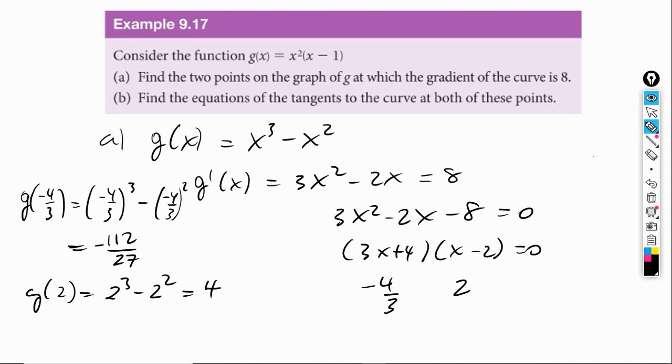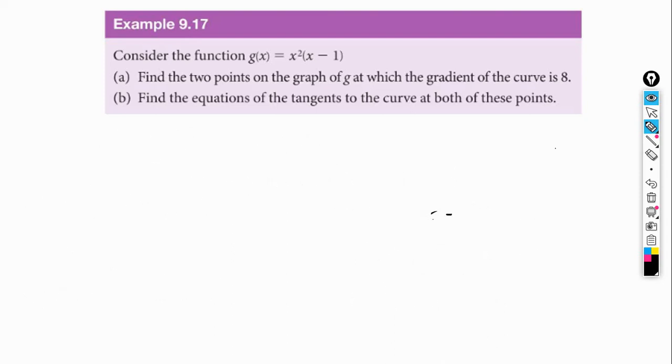So that means that we have the 2 points. And the 2 points will be -4/3, comma, -112 27ths, and 2, comma 4. So now we're going to do part B. Okay, so for part B, it says find the equations of the tangents to the curve at both these points. So this is the easier part, because we have all the information we need. We know that the slope of both lines is the same, which is 8. And the points that we got were 2, comma 4.